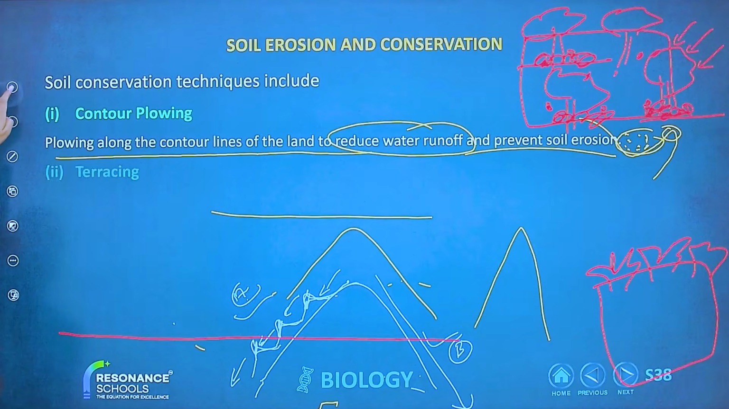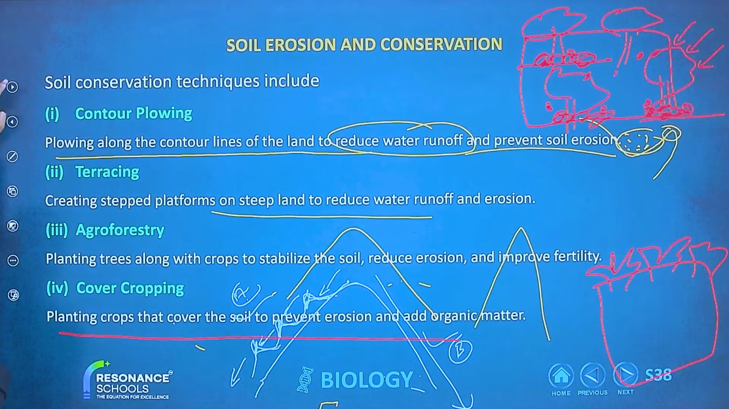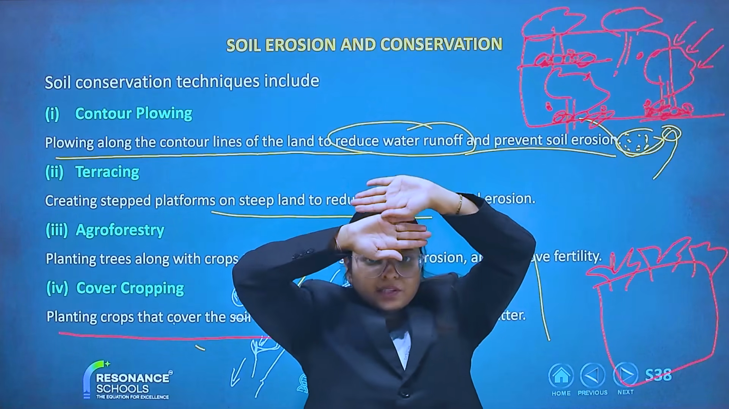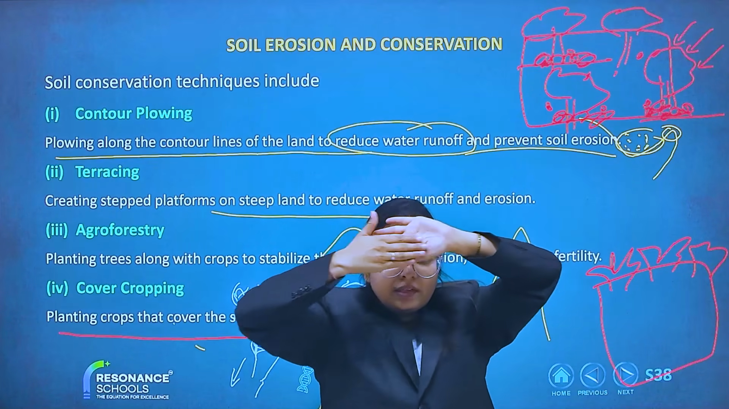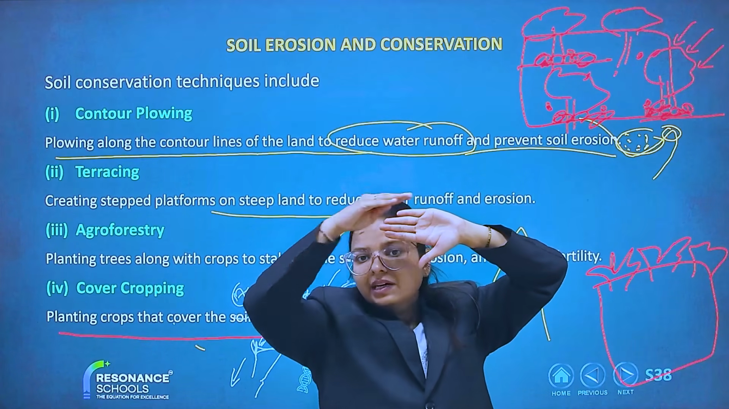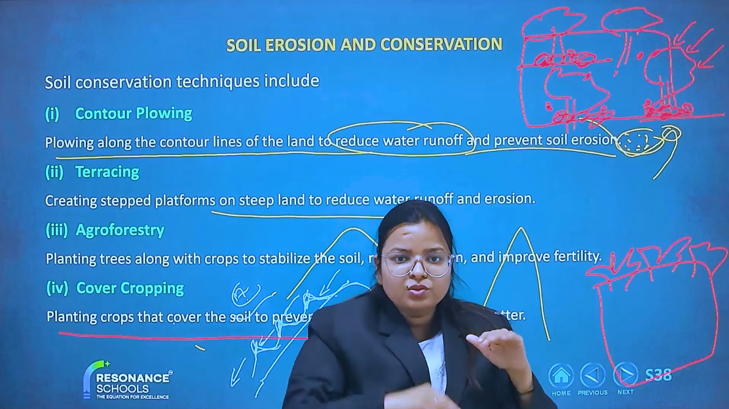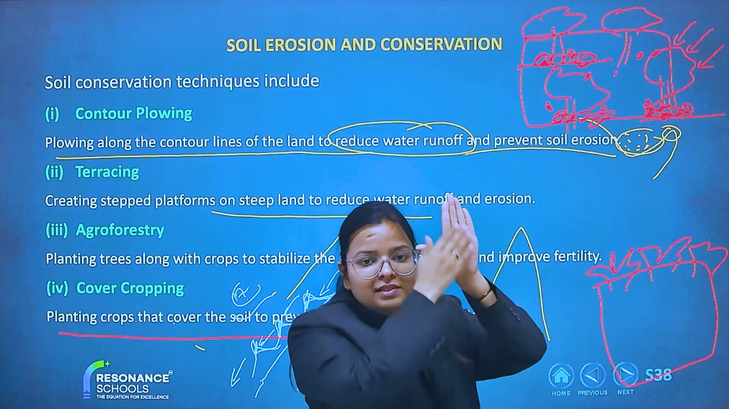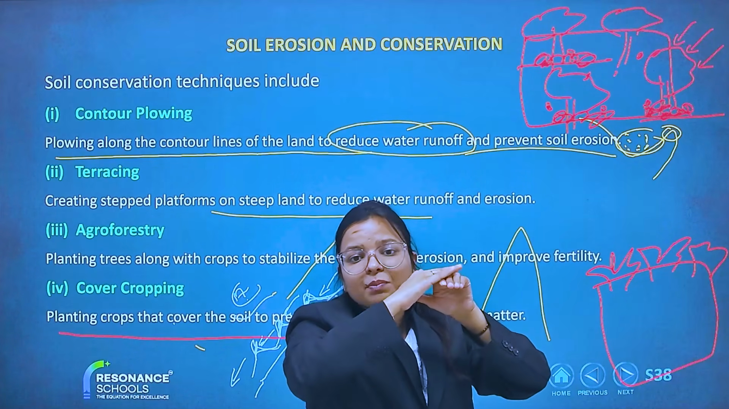Soil conservation techniques include contour plowing, terracing, agroforestry and cover cropping. So I told you contour plowing, okay, let's say this is your land area. You are plowing along the area. And what is in terracing? You are cutting the land area and forming terraces, forming steps. So you are forming steps by cutting that land area. I am cutting like this, so an area is formed here, a step is formed here.